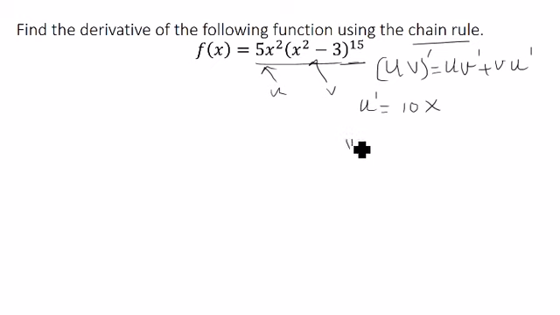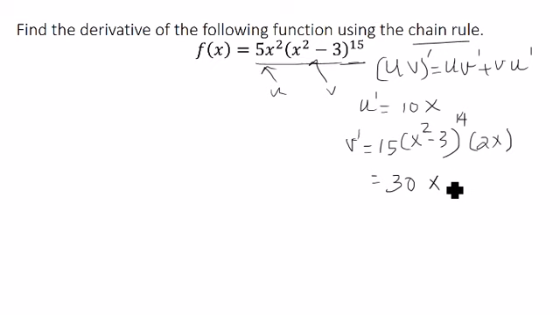So v prime is going to be the derivative of the outer function, which is the power 15. That's why you gotta bring the power 15 down in the front, 15, and then you have the inner function as it is, (x squared minus 3) to the power 15 minus 1, which is a 14, and then do the derivative of the inner function, which is the derivative of x squared, and that's a 2x, minus the derivative of 3 is 0. And simplifying this, we get 30x times (x squared minus 3) to the 14. So that's the v prime.